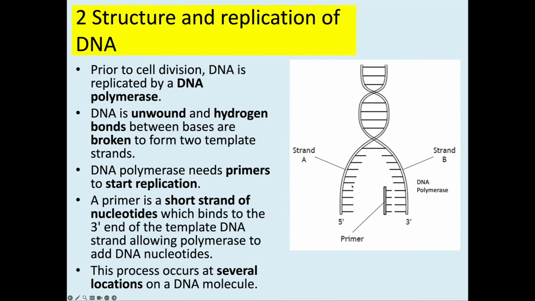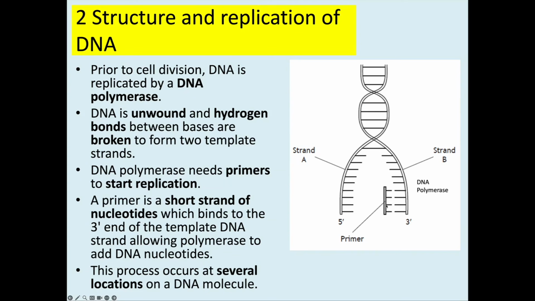Now, these strands, A and B, will form what are known as our template strands. They're a template there to be copied. And that will be what forms our new strands of DNA, which is how we're able to maintain that diploid chromosome complement. But before DNA polymerase can get to work and start making this polymer of DNA, we need something in place first.